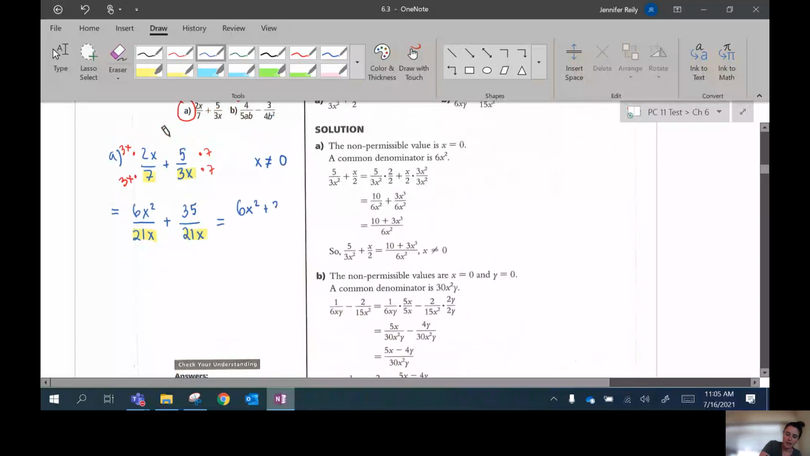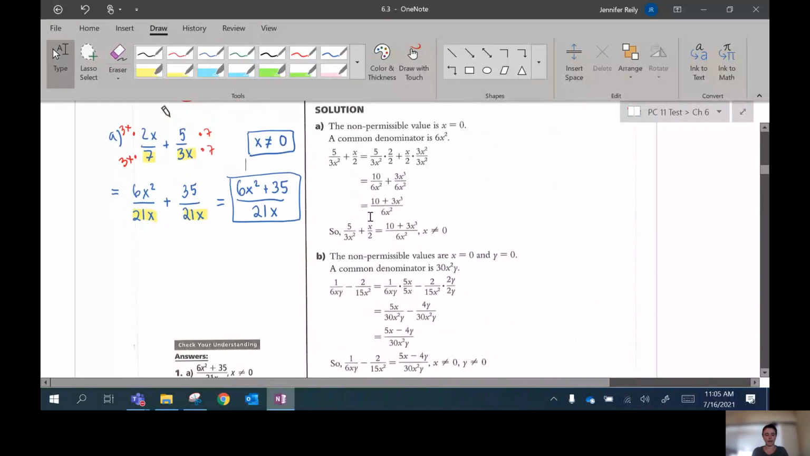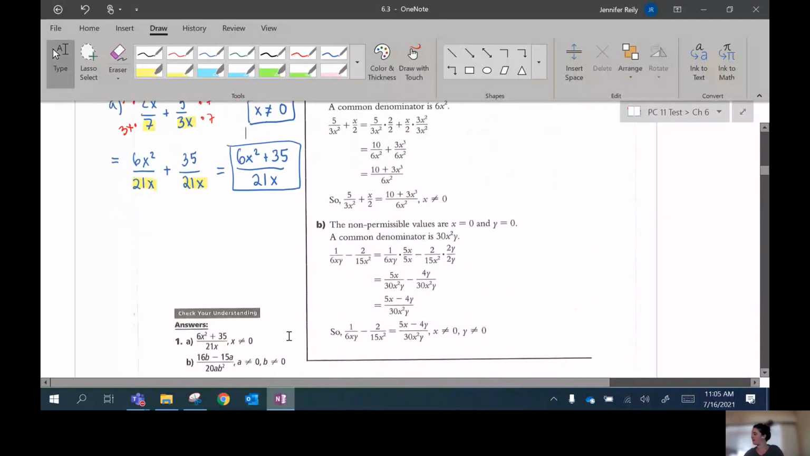Since they're not like terms, I cannot actually add those numbers together. They're just going to stay separate because the first one has an x squared and the second one doesn't. And I'll have 21x in the denominator. That's my final answer, along with that non-permissible value. Okay, and there we go. We can see it's the same there.